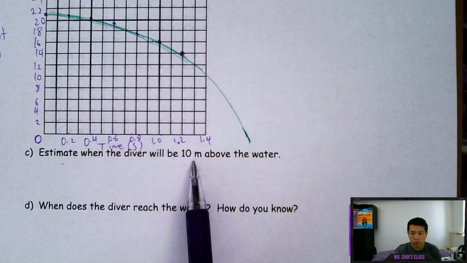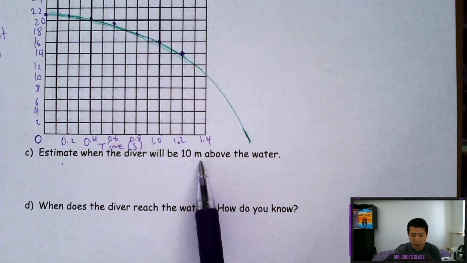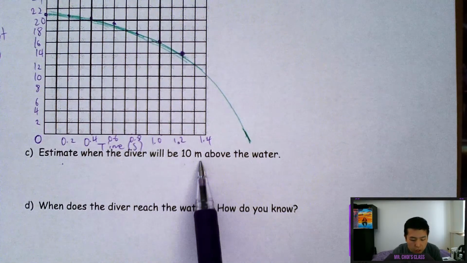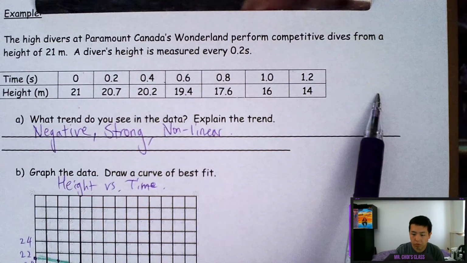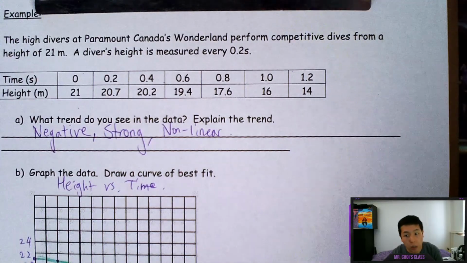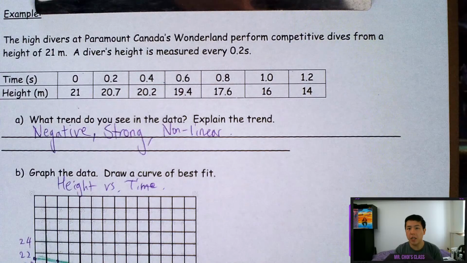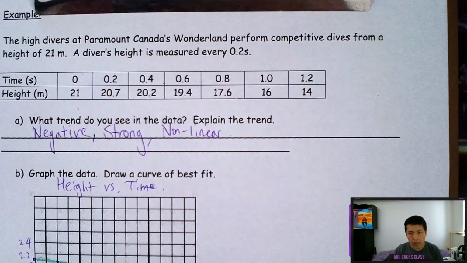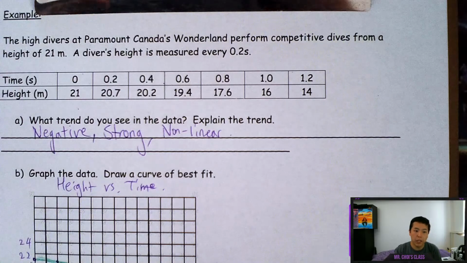So now we have to estimate on question C, when will the diver be 10 meters above the water? Okay. When will the diver be 10 meters above the water? Well, do we have a 10-meter point on our data? No. We don't have a height that's 10 meters. That's missing. So we can't just write down, oh, it's going to be this time. But we have our curve of best fit to help us estimate as best as possible what it might be.